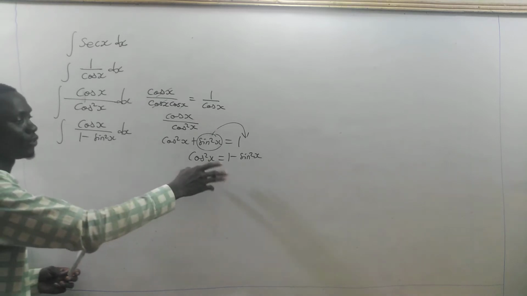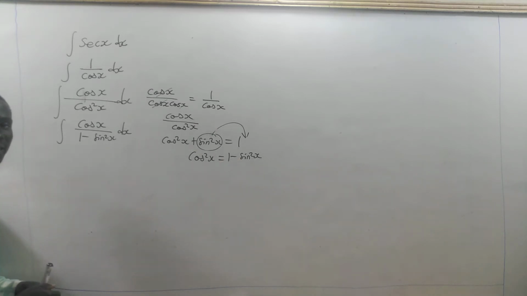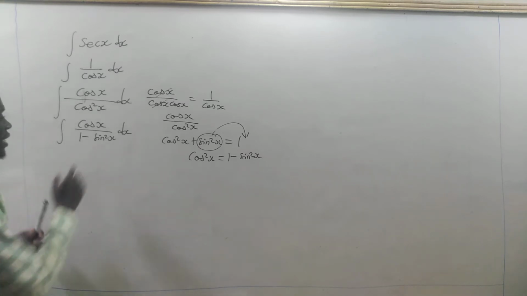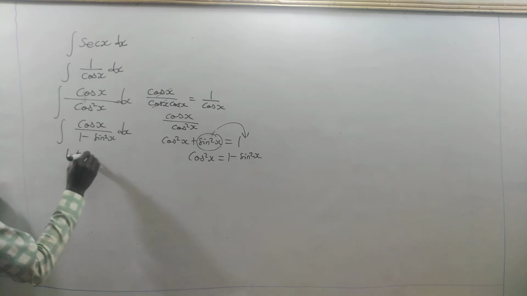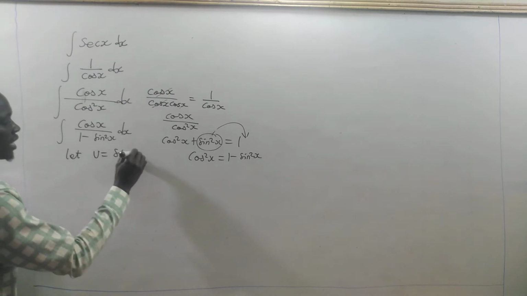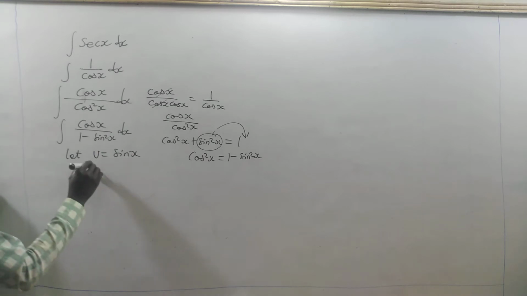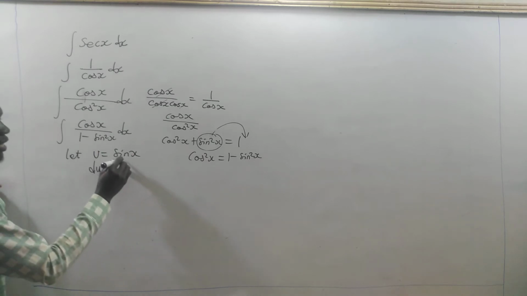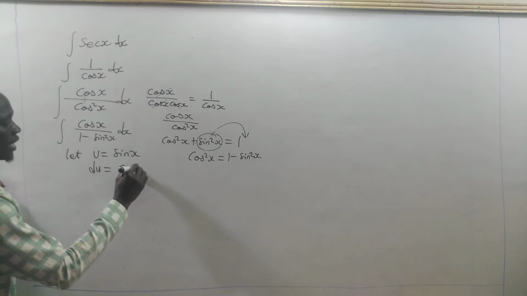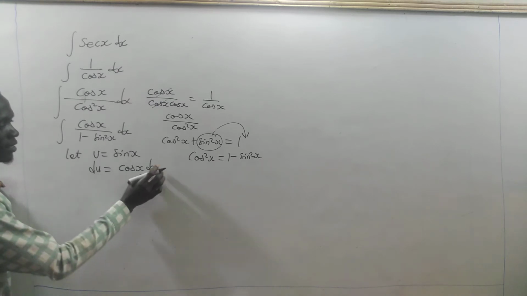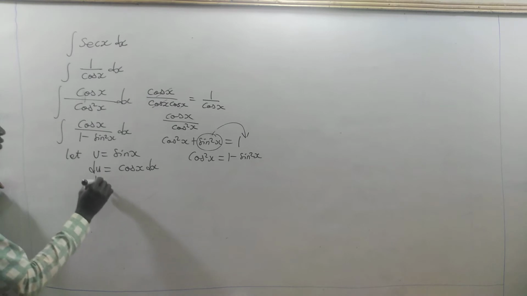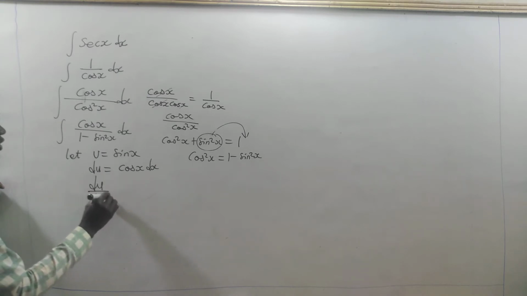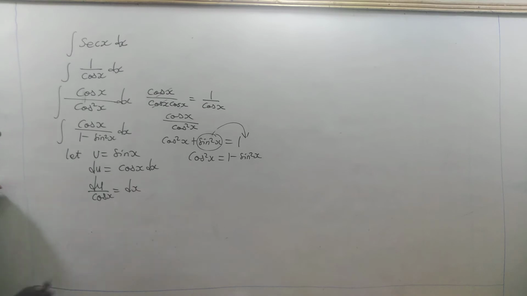Now, I have videos on trigonometric identities, how to prove basic trigonometric identities. So watch that video from the description. Now let's move on. We will let u equal sine x. That is our u substitution. And here the derivative of u with respect to x is equal to cosine x dx. If we make dx the subject, we are going to have du divided by cosine x equal to dx.